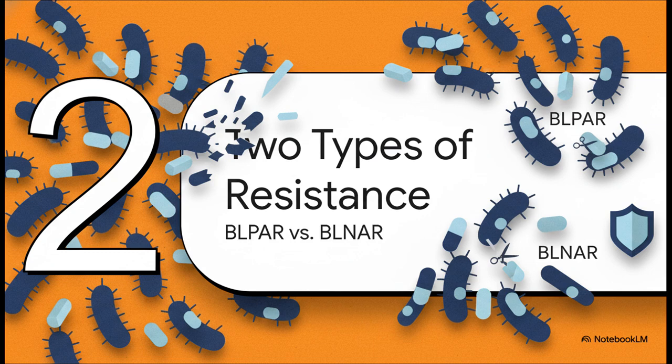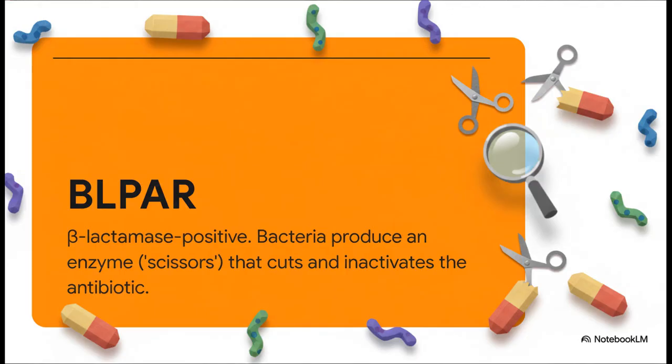So who are these two authors? Well, they have some pretty specific names, BLPAR and BLNAR. Getting to know these two is the absolute key to solving this whole puzzle. First up, let's meet BLPAR. That stands for beta-lactamase positive ampicillin resistant. These bacteria, they've got a weapon. It's an enzyme called beta-lactamase. The easiest way to think about it is like a tiny pair of molecular scissors. Before ampicillin can even get close to attacking the bacteria, these scissors just find it and snip! The antibiotic is literally cut apart, making it totally useless.